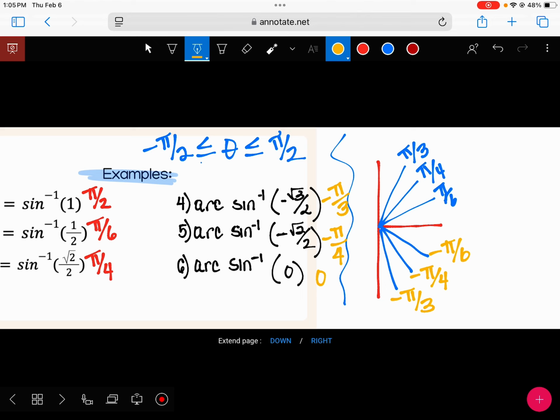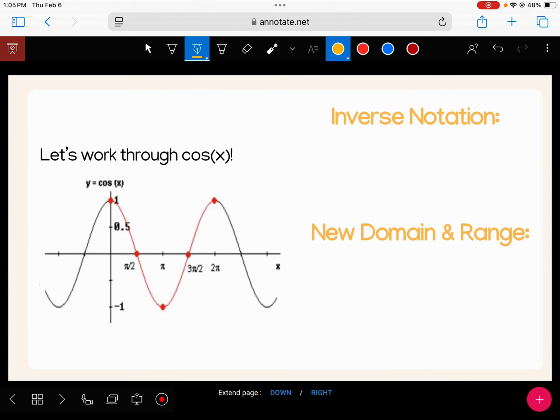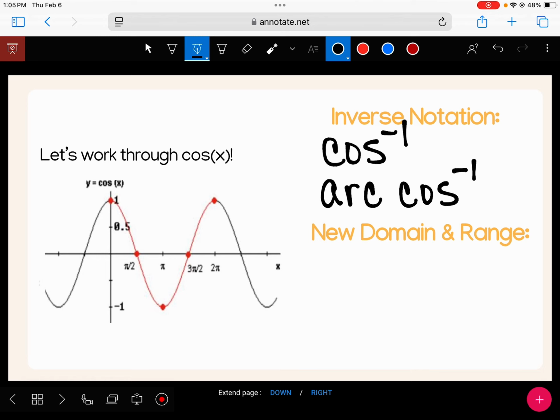So now let's talk about inverse cosine. For inverse cosine, and again, you don't need to write or draw this graph. It can be written as cosine with that -1, or it could also say arc cosine. Both of those mean inverse. And again, we're asking you for the angle that has the answer.